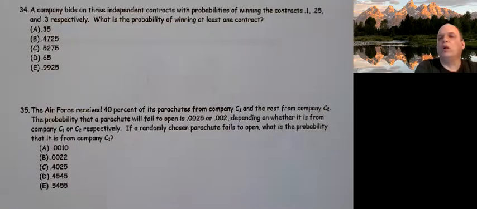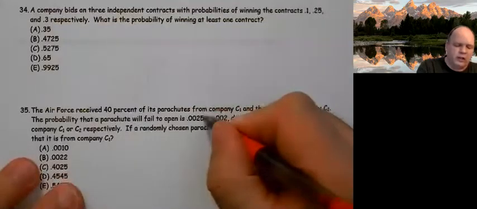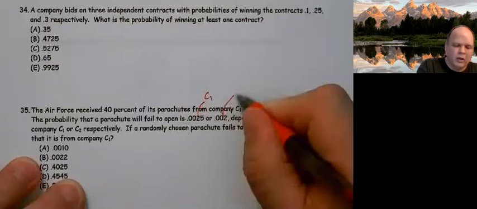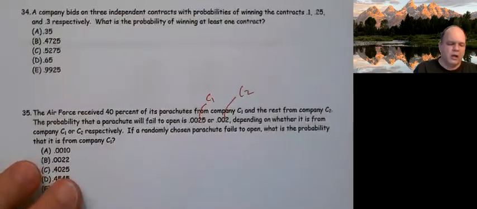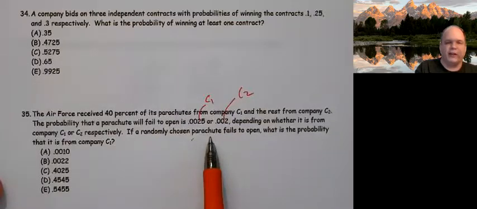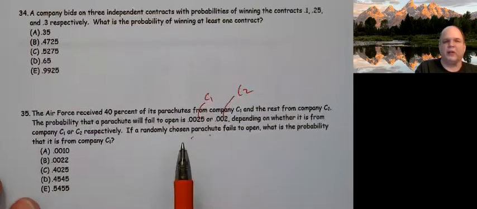All right, so we're at 35 on the death packet. The Air Force receives 40% of its parachutes from Company 1 and the rest from Company 2. I don't know what they are, and I just see Co for company. I have no idea if that's what it stands for, but that's what I called it. The probability a parachute will fail to open is 0.0025. That's disconcerting. Or 0.002, whether or not it's from Company 1 or Company 2. So this is basically Company 1's. This is Company 2. If a randomly chosen parachute fails to open, what's the probability that it's from Company 1?